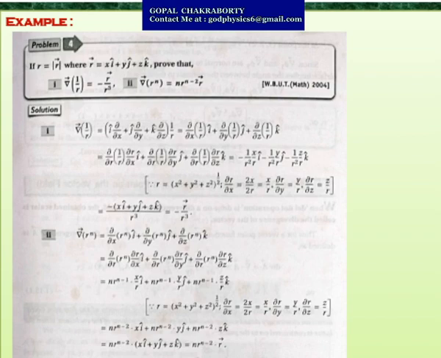So the first term you can take common, so that will give you n r to the power n minus 1, and the value within the bracket will give you x by r i cap plus y by r j cap plus z by r k cap. If you take 1 by r common, that will give you n r to the power n minus 2, and within the bracket, x i cap plus y j cap plus z k cap. That means ultimately you will get n r to the power n minus 2 dot vector r. So we have achieved our result.